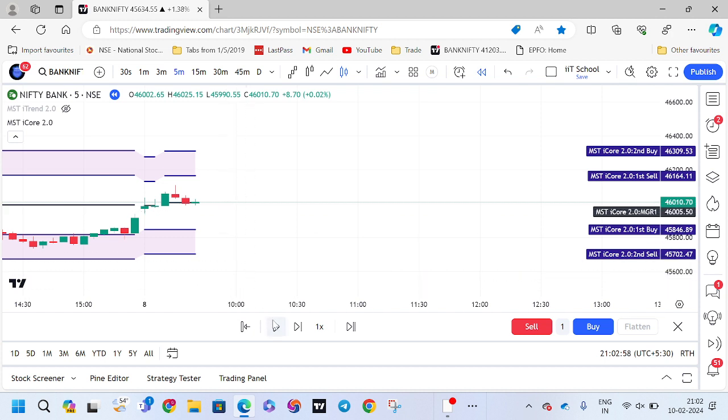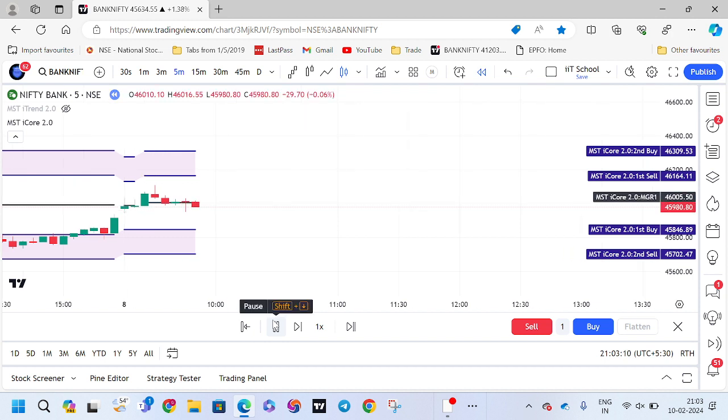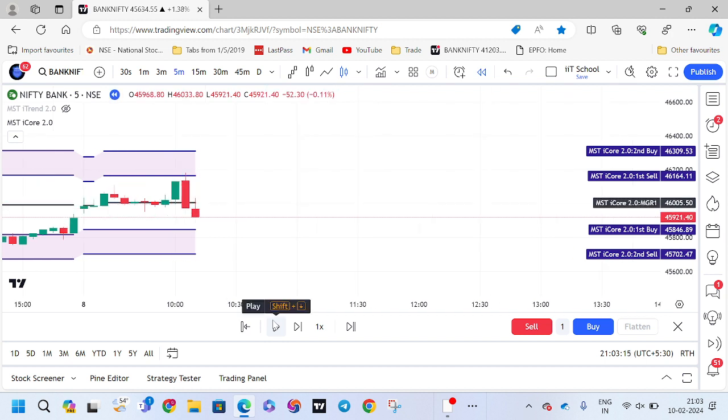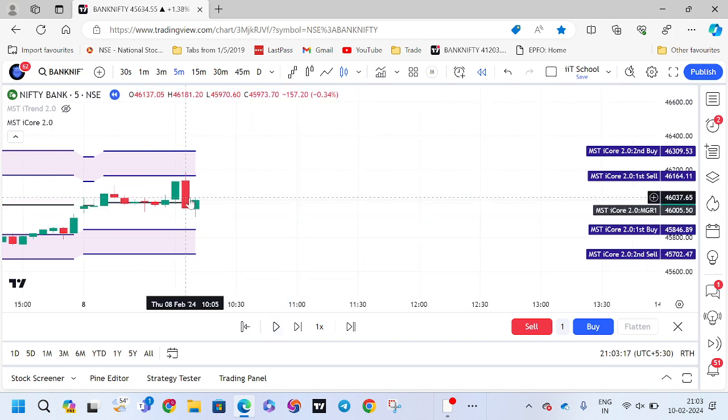And do not hesitate to take the reversal entry if SL hit. If both side also SL hit, don't worry, next day you will get good profit. So now once again I am running. As I told you, we are ready with put option as well as the call option. Now you see what happened to the market.